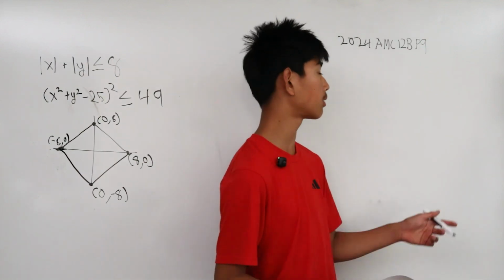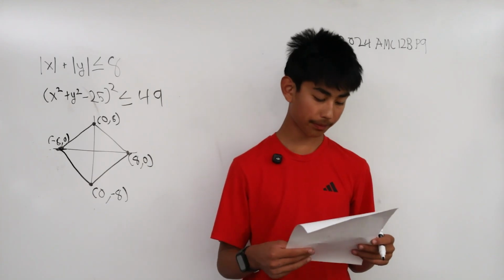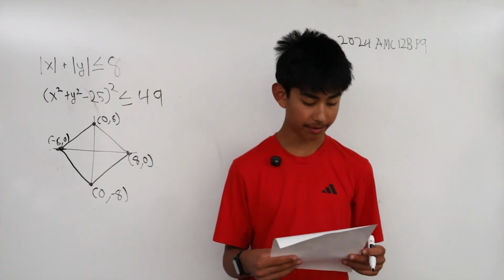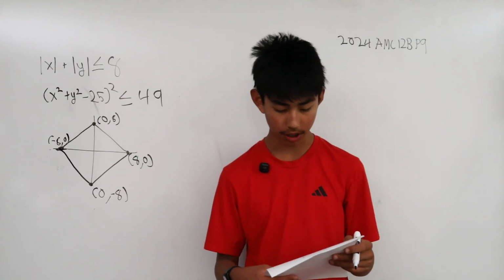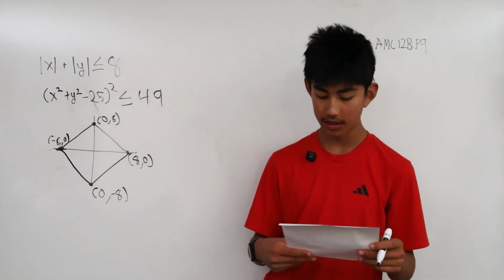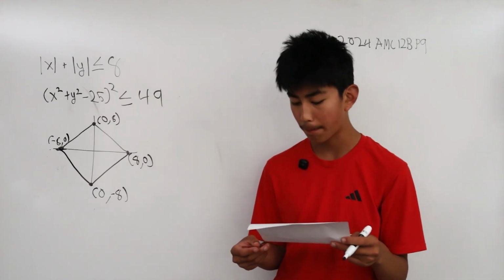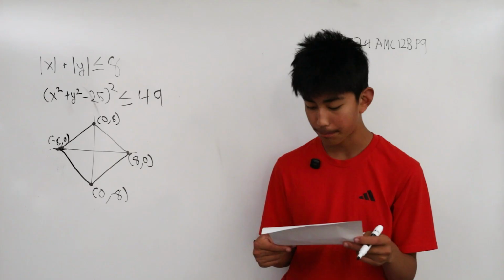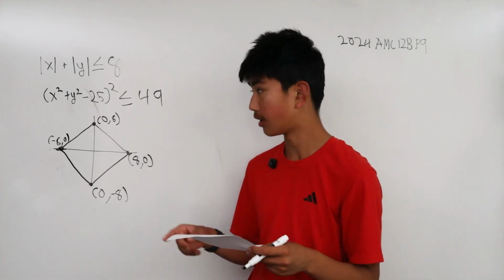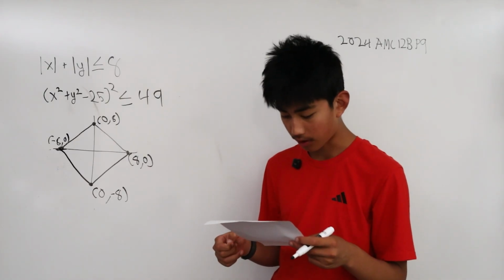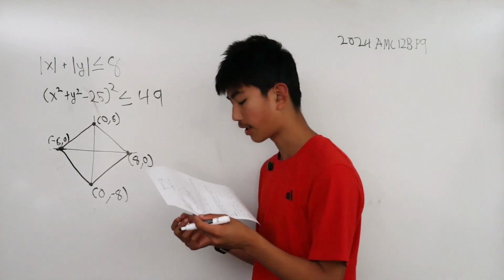We're solving problem 9 from the 2024 MC12B. A dartboard is the region B in the coordinate plane consisting of points x, y, such that the absolute value of x plus the absolute value of y is less than or equal to 8. And target T is in the region where this expression is less than or equal to 49.